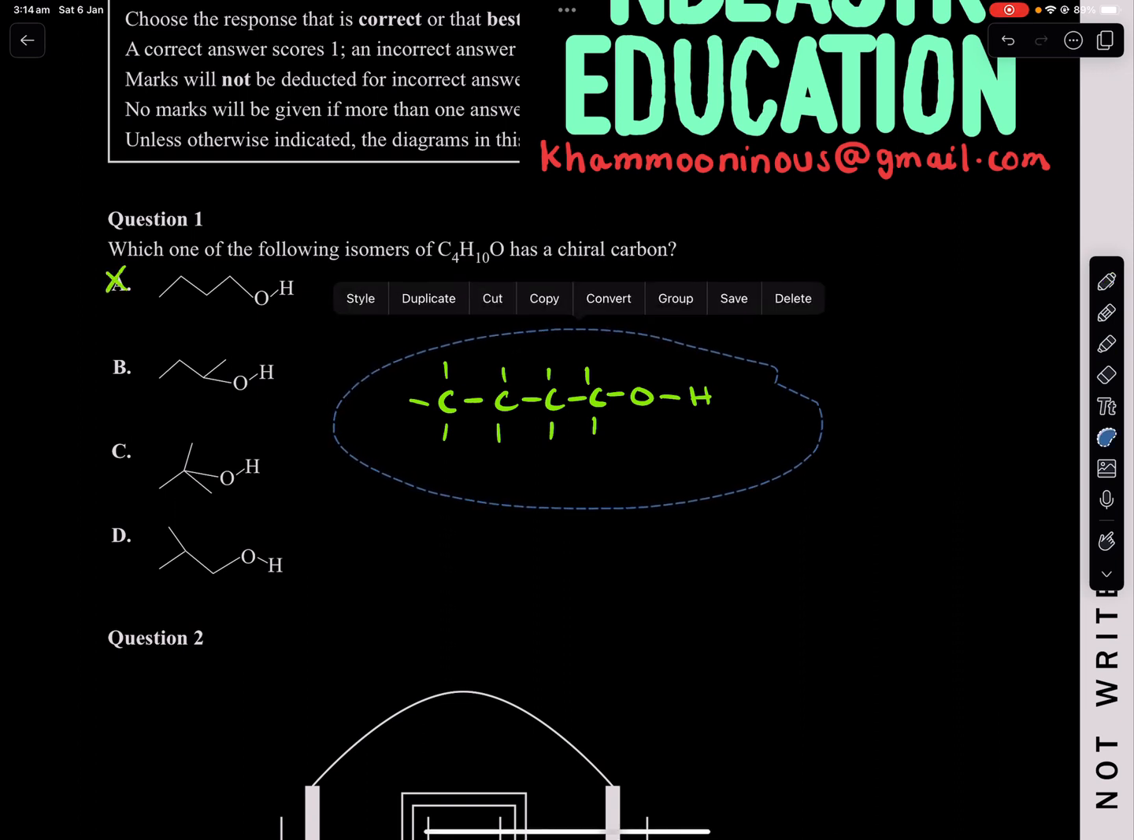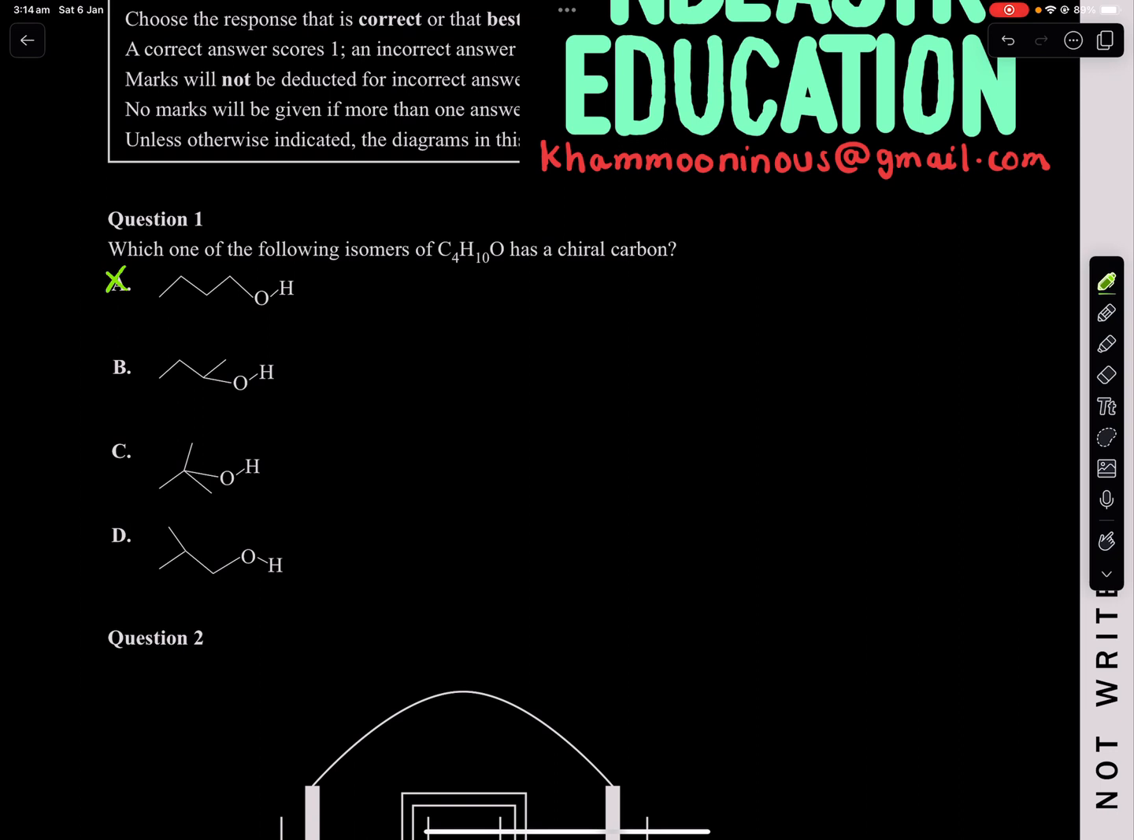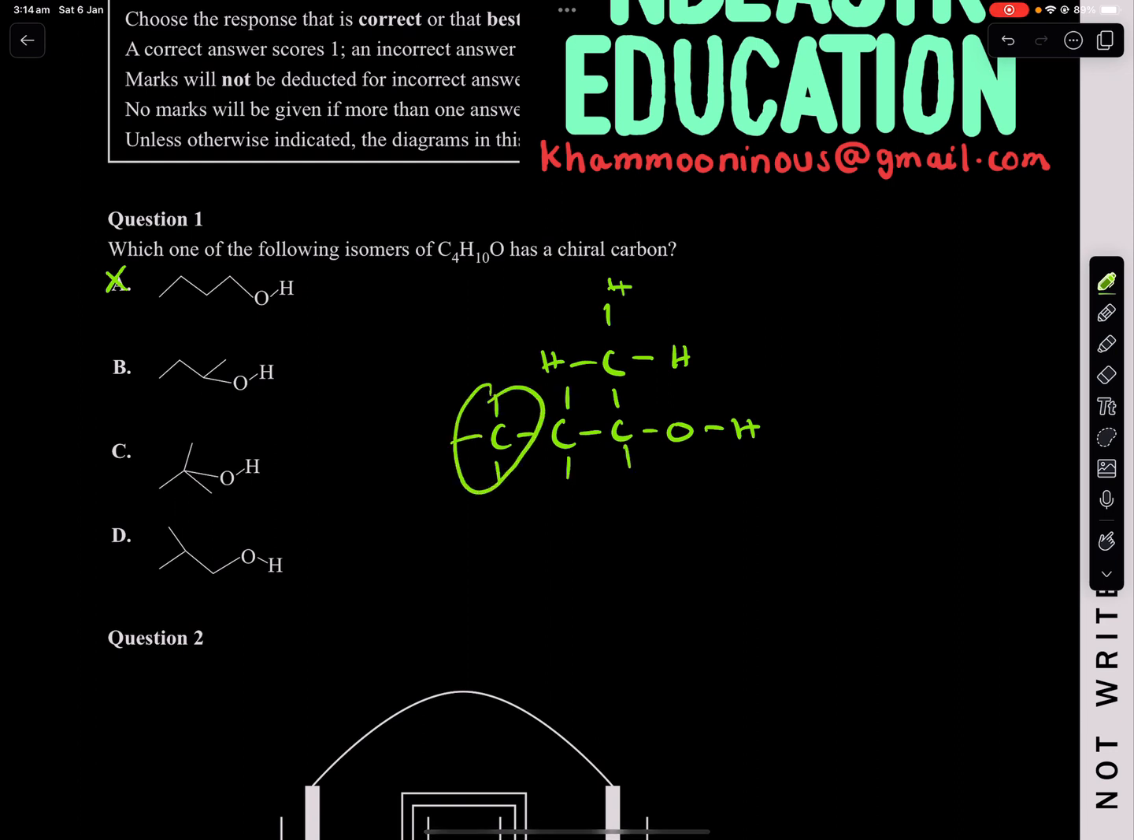Let's look at the next one. All right, let's also draw the next one. So it's C, C, C, C, OH, and an H here, and H here, H here. These are all side groups. What about this one? Well, this carbon absolutely doesn't have it because it has HH. HH also for this carbon.